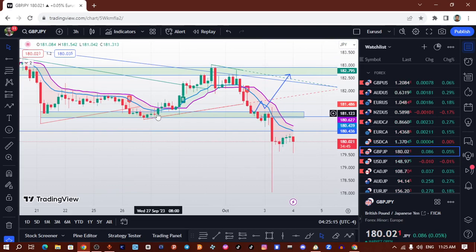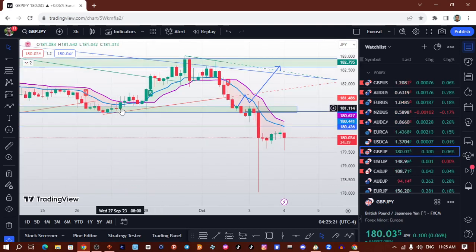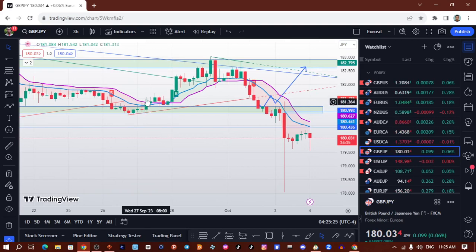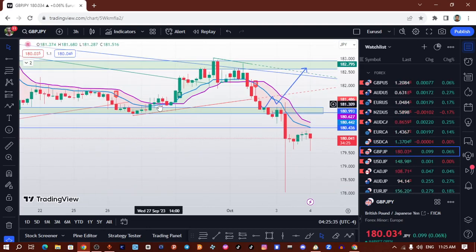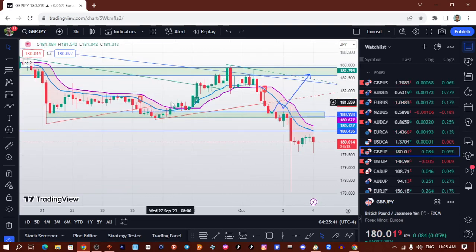What about here? This is better. Why? We broke structure right here, and this was a huge bullish candle. Wait for the next one. The next one came back and made equal highs. Wait for the next one. The next one finally proved that we are going up.